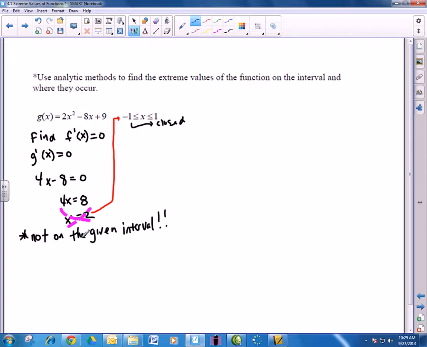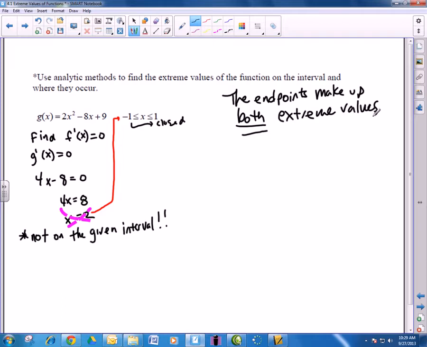What that means is, since there are no critical points found within this interval with this given function, it's the endpoints that make up both extreme values. Because we know that there has to be two of them, a maximum and a minimum. So now what we have to do is look at the endpoints, and the endpoints occur at -1 and +1.